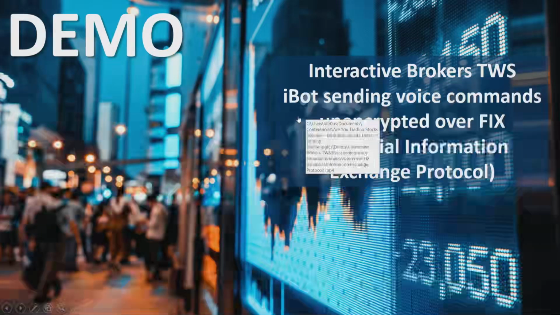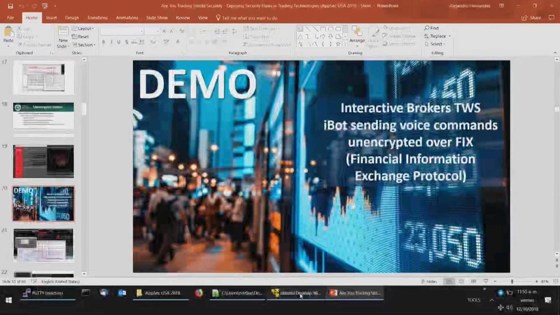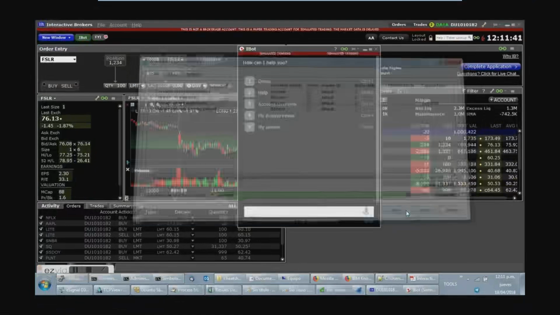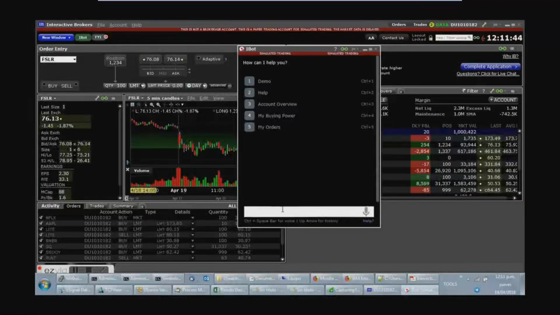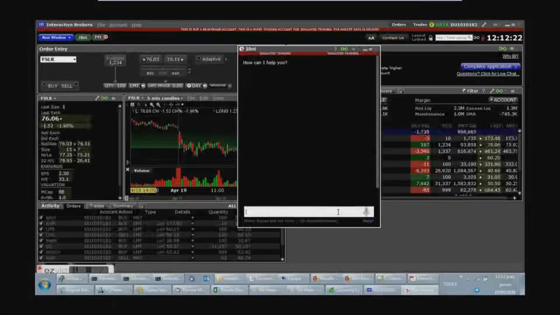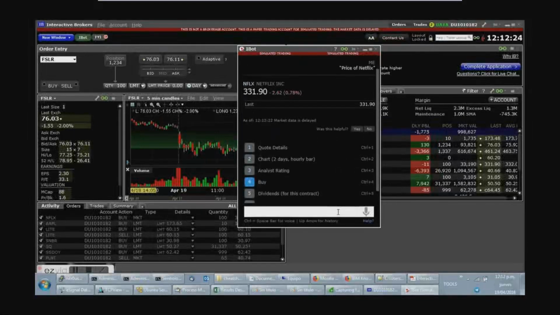iBot is a robot assistant, so you can send voice messages or text messages to buy, to query prices, etc. And it's interesting. This entire application runs over SSL, over HTTPS, except iBot. When I send commands by voice, this is Wireshark. The sound doesn't work, but I said price of Netflix, and I sent a command.